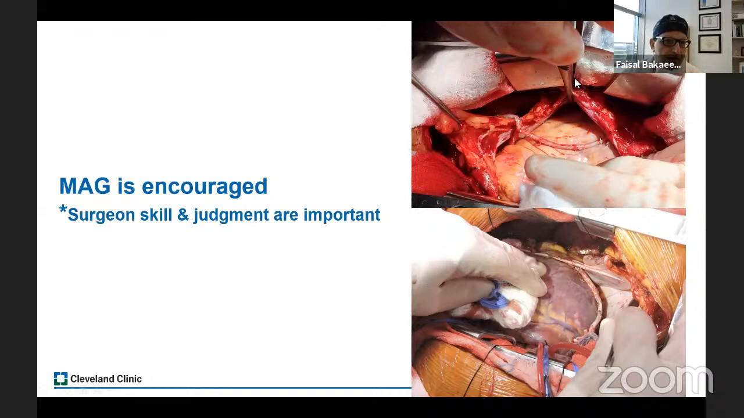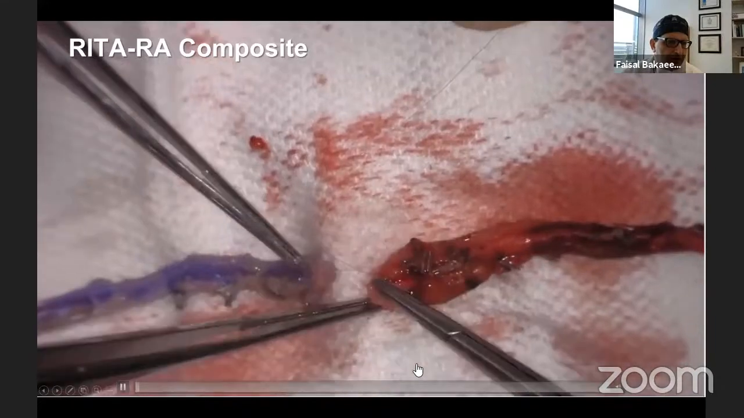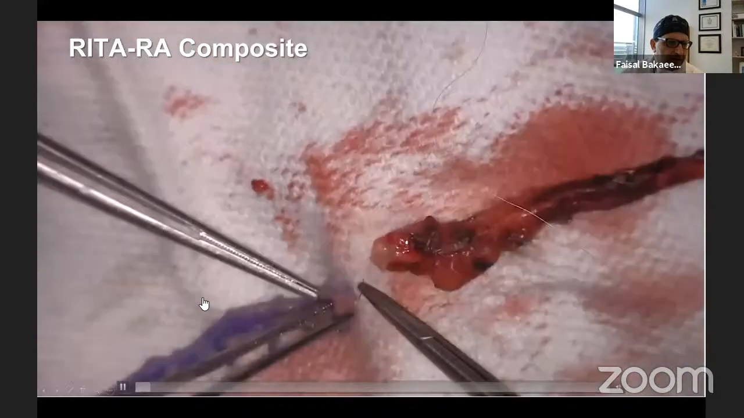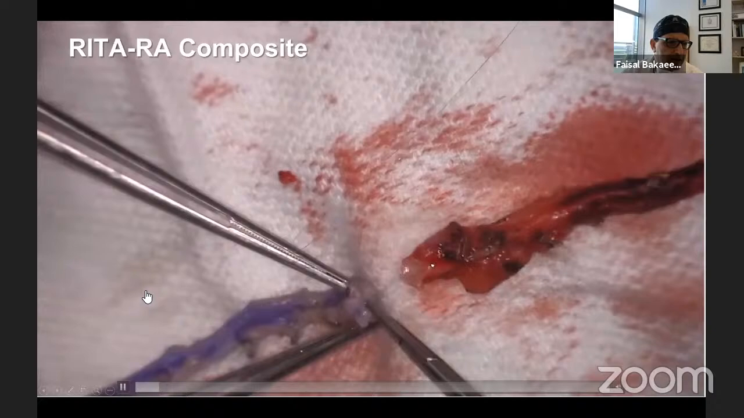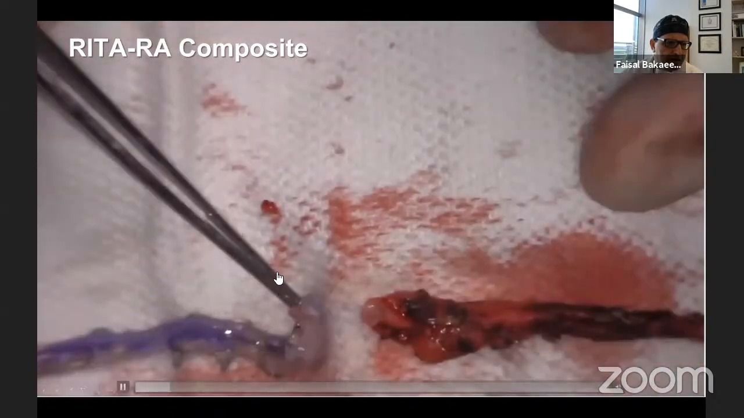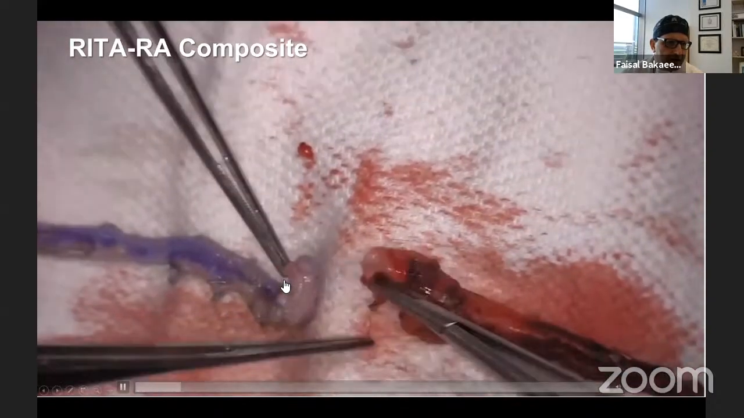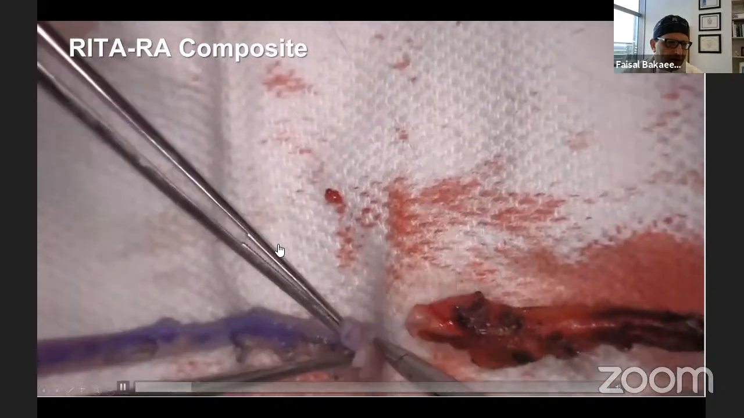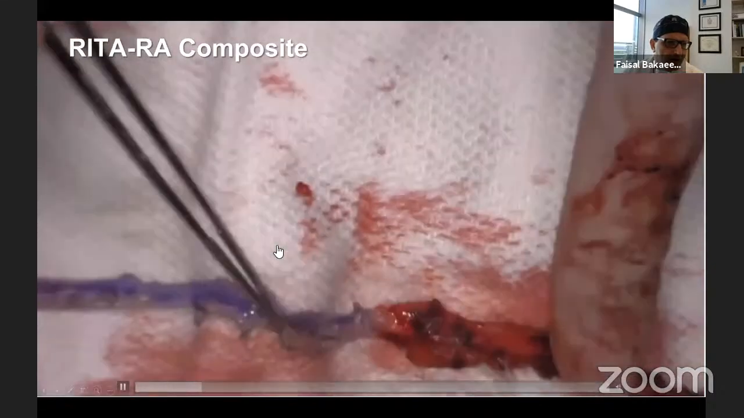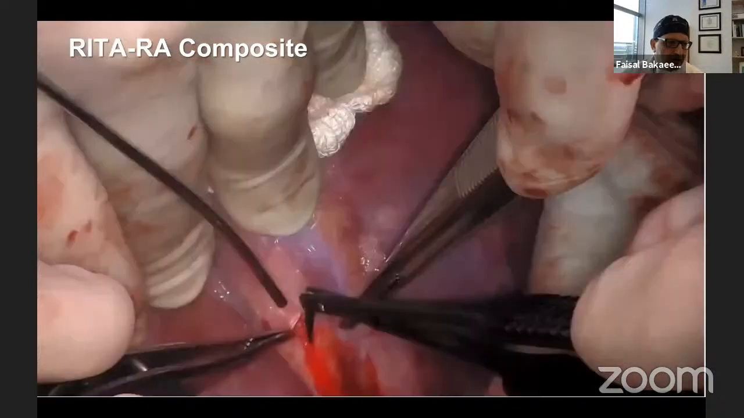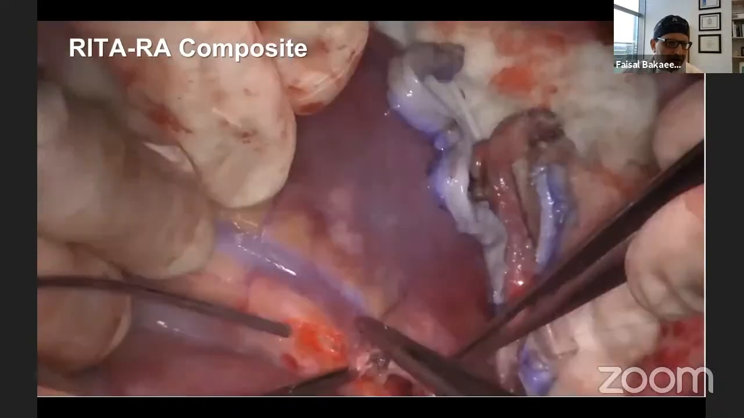This is a patient who had the T graft that I showed you before. This is a patient that had, this is the RITA, so an end-to-end to a radial that we took off the aorta. And I think I have a video to show you. This is the radial on the left side, and here's the RITA on the right side. You spatulate them, then you use 8-0 to create a single long graft that you could use to go around the heart. This is the PDA, which was occluded.